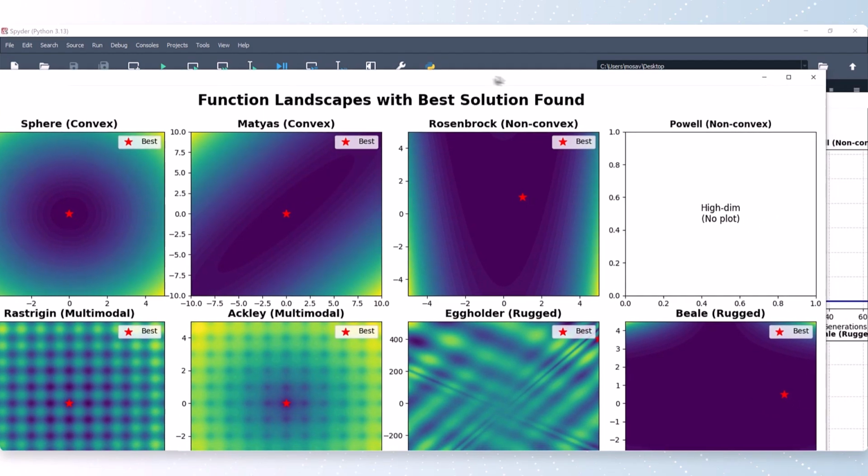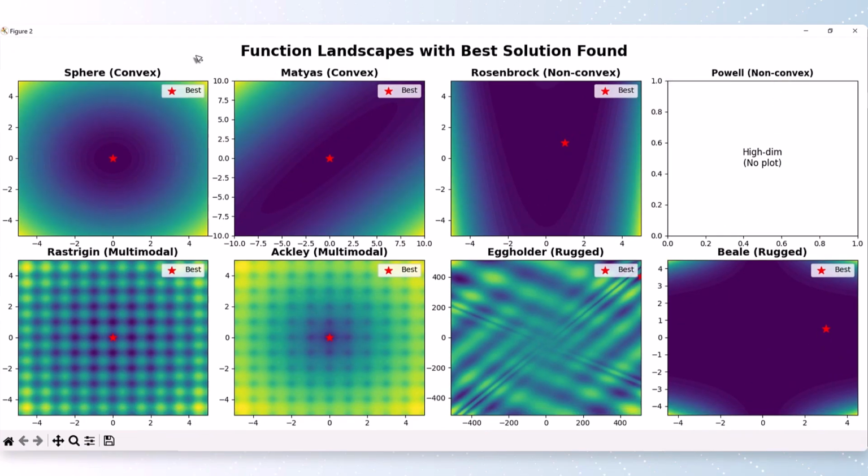As you can see, when I run the code, we get the function landscapes: Sphere and Matyas from the convex models, Rosenbrock and Powell from the non-convex models, Rastrigin and Ackley from multimodal, Eggholder and Beale from rugged. The red star shows the best solution found by the differential evolution algorithm on this specific function, and also for other functions.